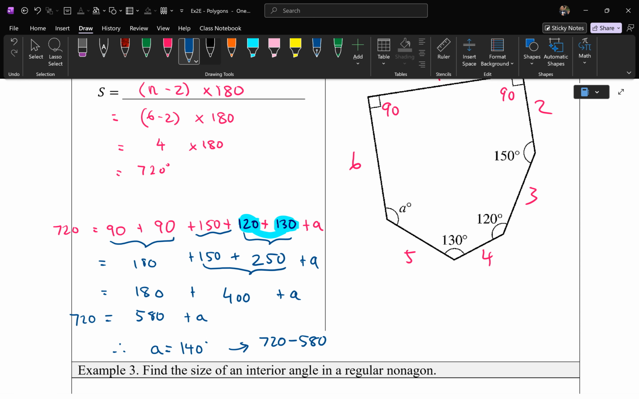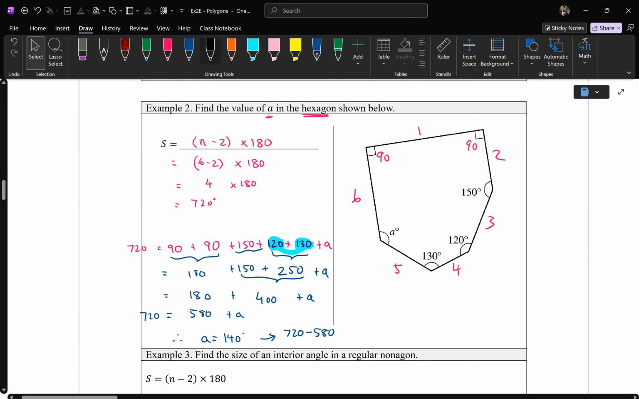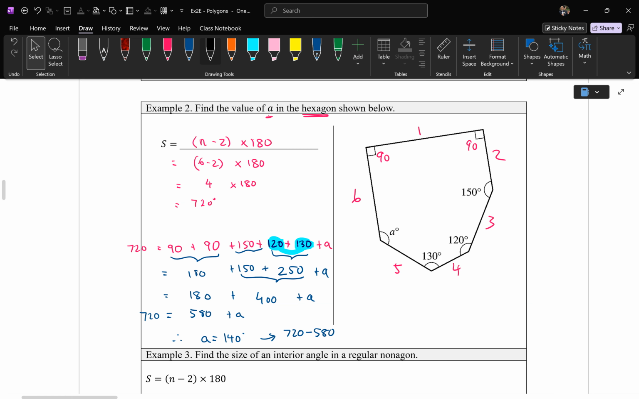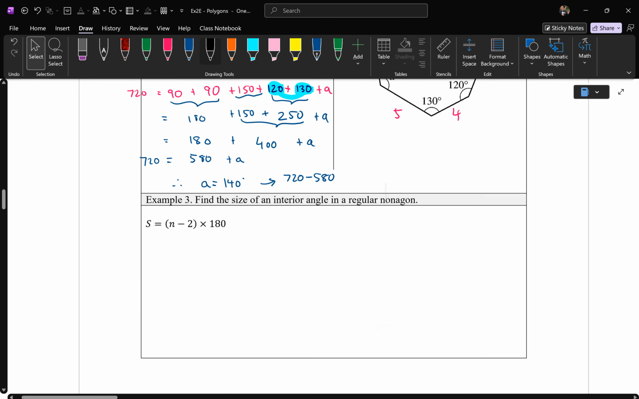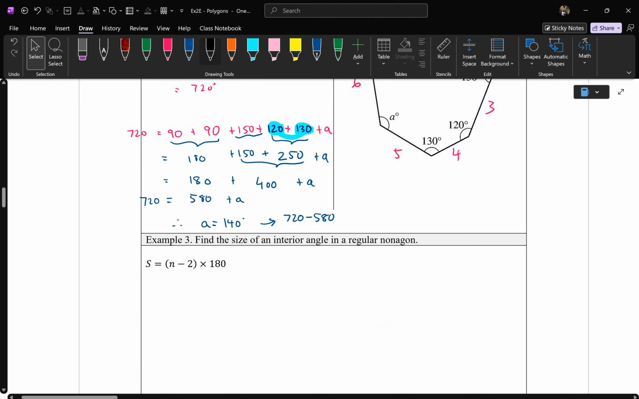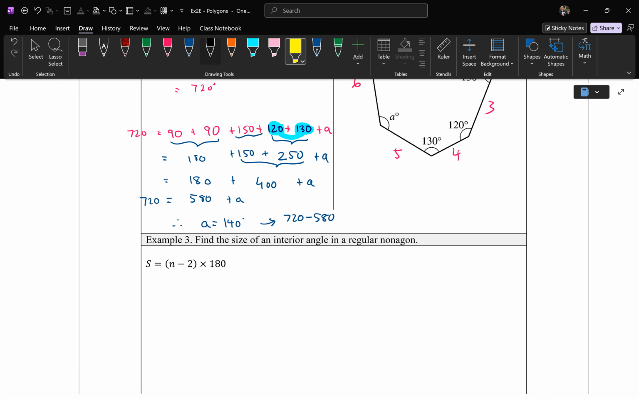So in order to solve these problems, you need to first know all the interior angles. What must they add up to? That's what this formula is for. Your last question, sometimes they might not want what the total sum is. Sometimes they might just want to know what one angle is. So if you have a look at the last question, find the size of an interior angle in a regular nonagon. What does regular mean again?